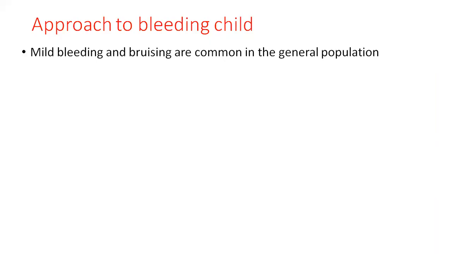So coming to the approach, like we previously discussed, mild bleeding and bruising are common in the general population. Children will have epistaxis, as previously told, because of nasal picking, dryness, rhinosinusitis, and trauma-induced bruising. These are common things in the general population, so we are not much worried about that kind of bleeding.